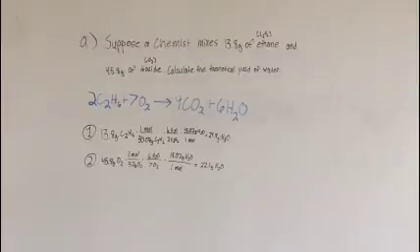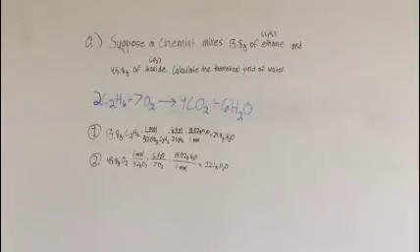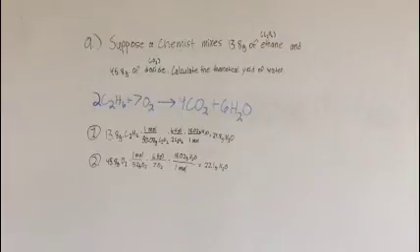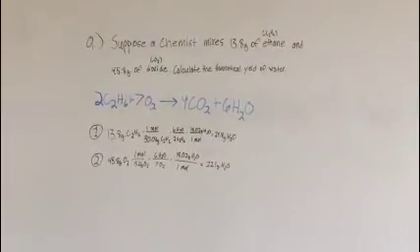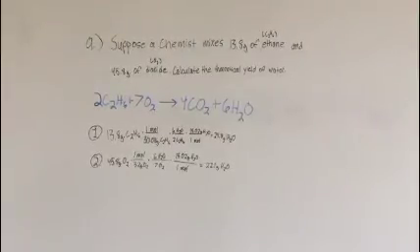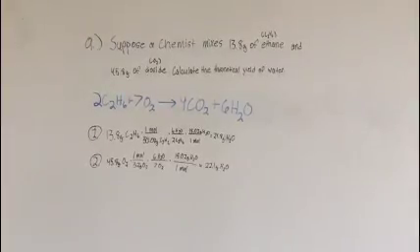So for part A of the problem, suppose the chemist mixes 13.8 grams of ethane and 45.8 grams of oxygen. Calculate the theoretical yield of water. For part 1, we'll take the starting mass of ethane, which is 13.8 grams, and multiply by 1 mole over 30.08 grams of ethane. 30.08 grams of ethane would be the molar mass.